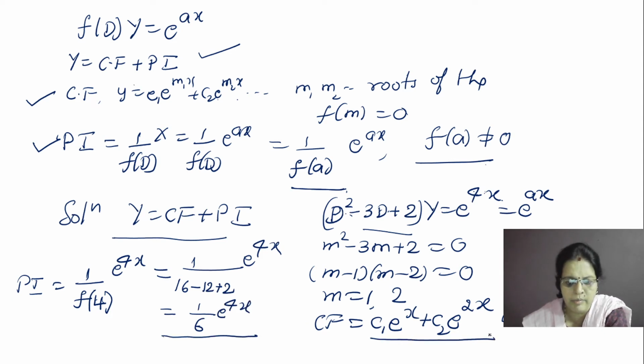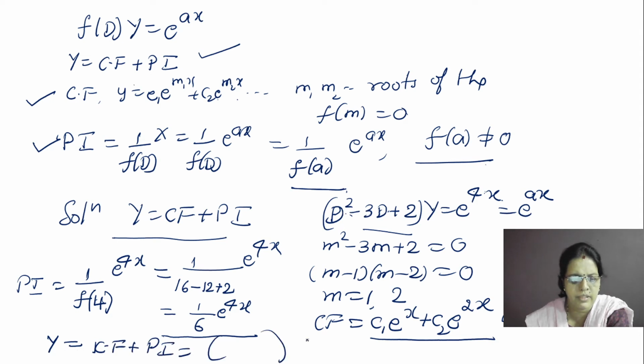This is the complementary function. So add them, we get the solution as complementary function plus particular integral. So write them, it is this expression plus this expression. So this is the solution. Now let us see what happens if f of a is 0.